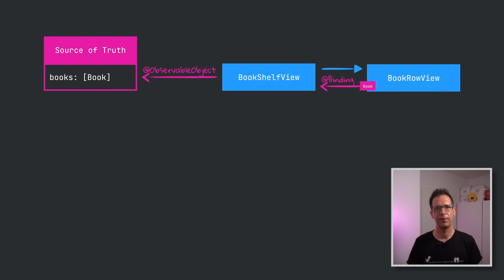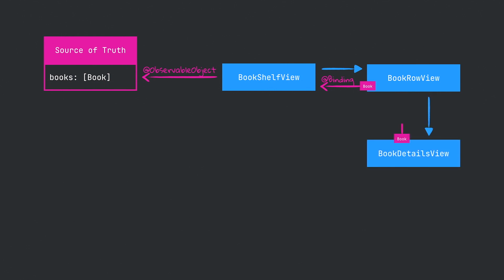When you tap on the book row view, it will open the book details view, which displays the details of a book. And from there, we can navigate to the book edit view, which displays the book in edit mode so that we can make changes. So we've got this navigation structure, which is indicated by the blue arrows. And we've got this data structure and those data connections, which is indicated by the pink arrows. And you can see that we're using observable object and binding to let the data flow between all those views.